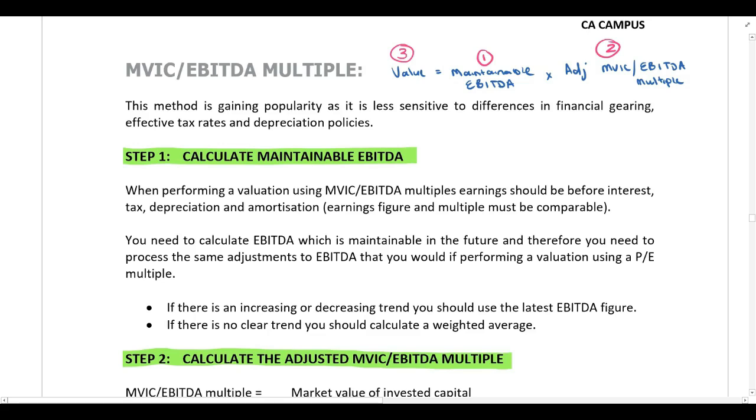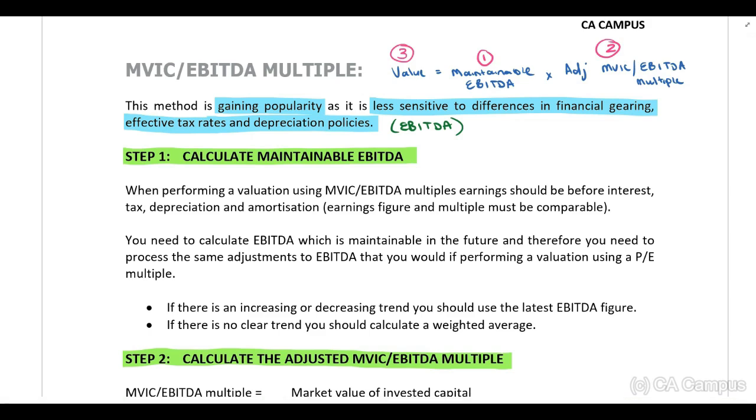Now this method is gaining popularity because it is less sensitive to differences in gearing, effective tax rates, and depreciation policies. And this is obviously because we are using earnings before interest, tax, depreciation, and amortization in our calculations. So guys, let's go to the example, then I'll work through these steps as we go through the example.